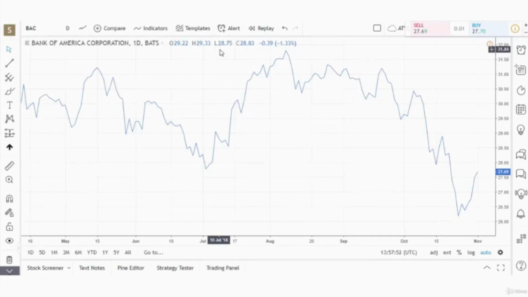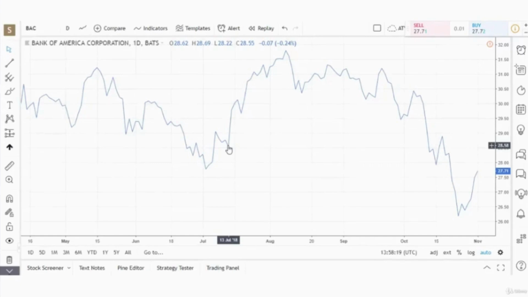The low for the day and the close for the day. So if we pick a day, we can look at the bottom of the chart. It'll give us the day. So on July 13th of 2018, the stock opened at 28.62. The high for the day was 28.69. The low for the day was 28.22, and the close for the day was 28.55.